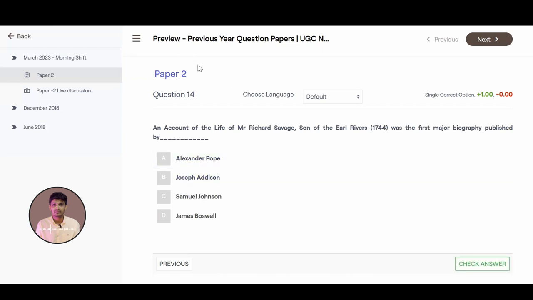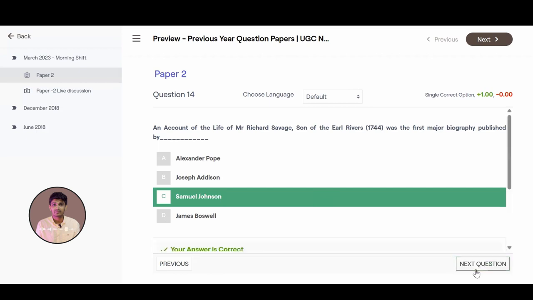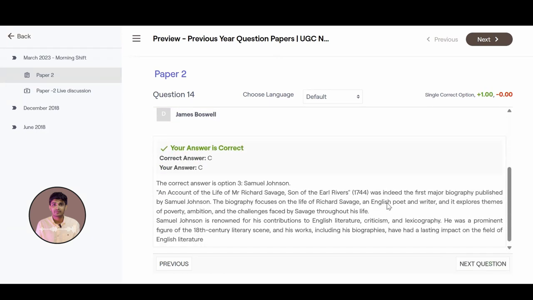Alright. Next question. An Account of the Life of Mr. Richard Savage, Son of the Earl Rivers, was the first major biography published by dash. Is it Pope, Addison, Johnson, or Boswell? Let's try with Johnson. The answer is Johnson. It was the first major biography published by Samuel Johnson. And it focuses on the life of Richard Savage, an English poet and writer.